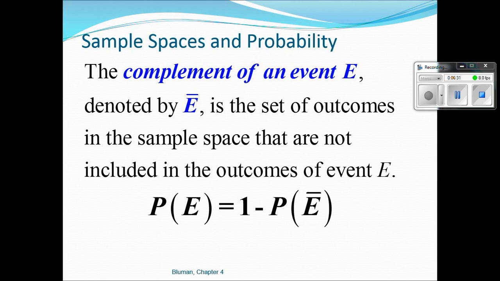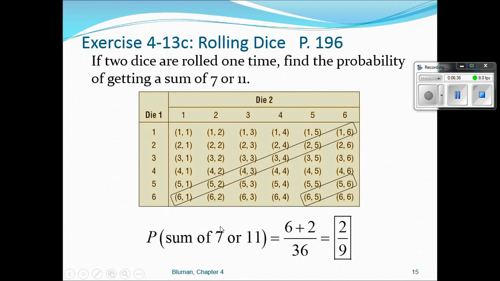So to find that, like back here, what would be the complement of getting the sum of 7 or 11? The complement would be anything that's not 7 or 11. So all of these numbers right here, and all of these numbers, would be included in the complement.